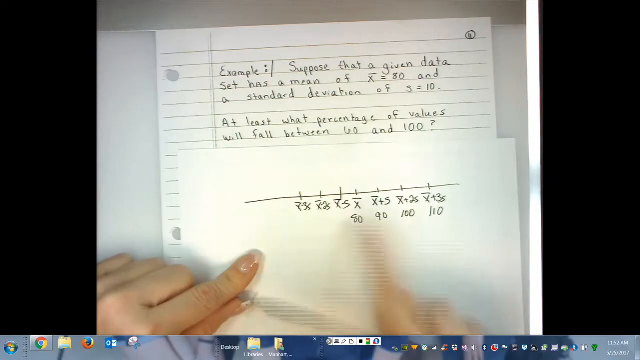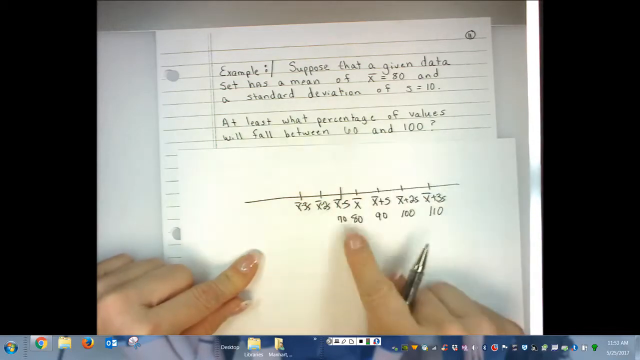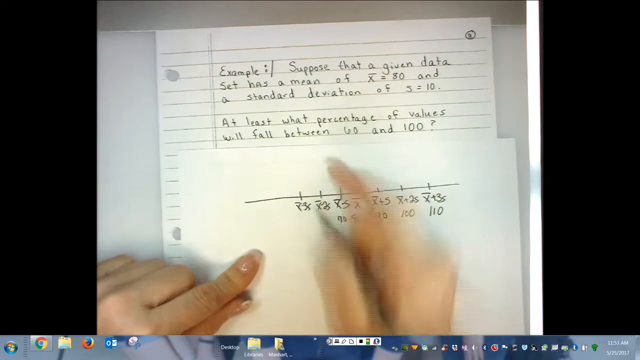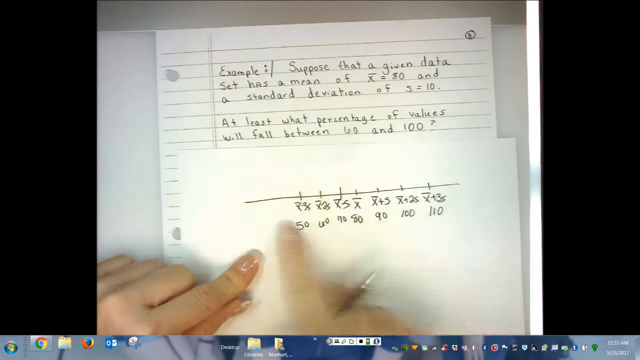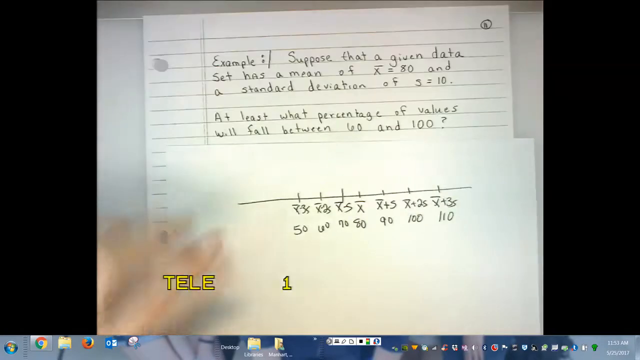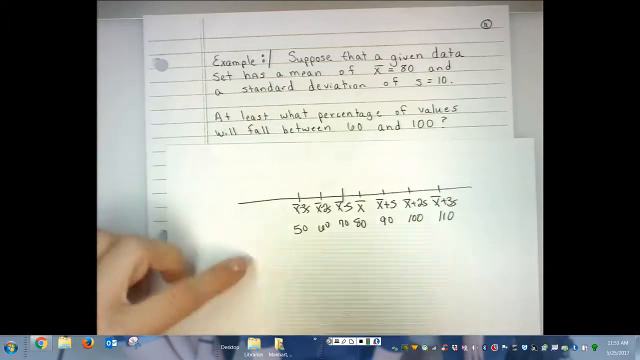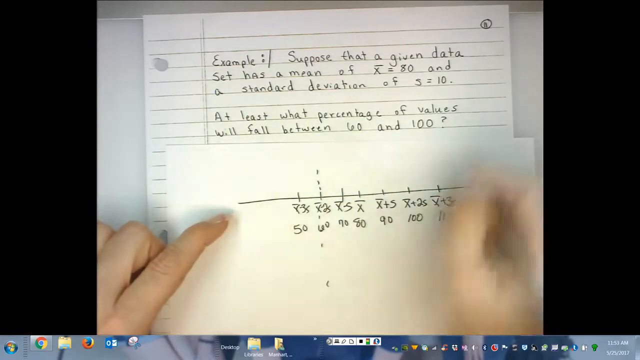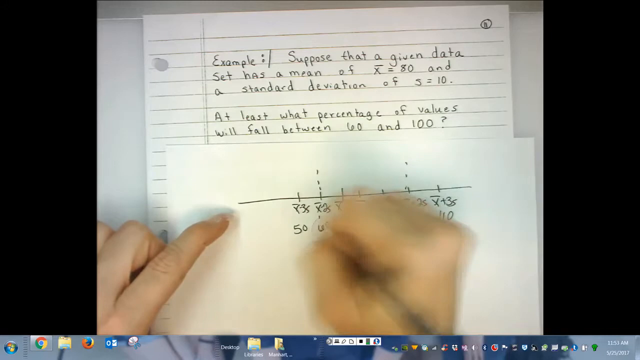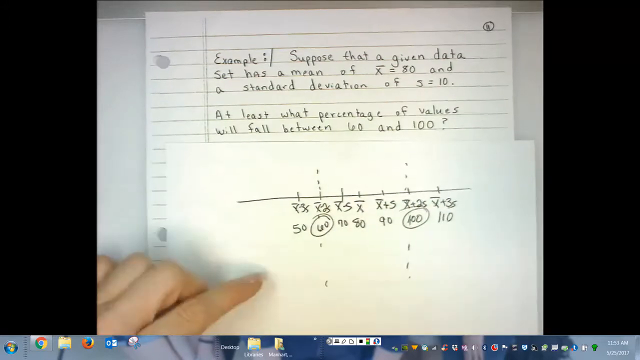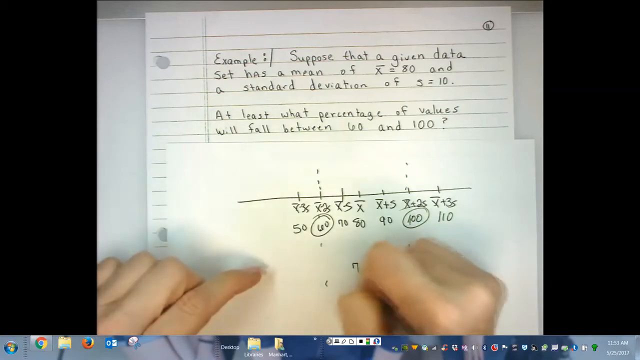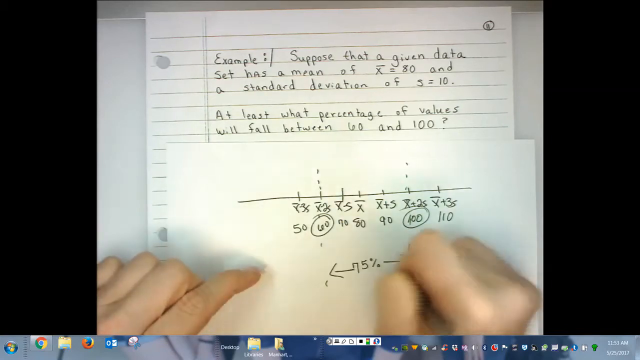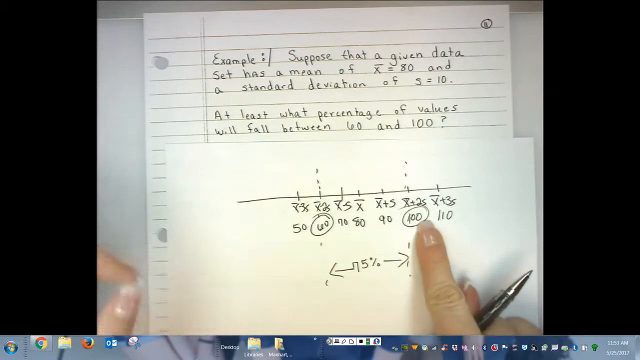80 minus 1 standard deviation is 70. 80 minus 2 standard deviations is 60. And 80 minus 3 standard deviations is 50. So I can fill in this whole axis here just by knowing my mean is 80 and my standard deviation is 10. What represents 2 standard deviations from the mean? If you actually fill in those numbers, it's 60 and 100. So Chebyshev promises that at least 75% of all the data values in the data set will fall within 60 and 100. You do not have to draw this graph to answer this type of question.